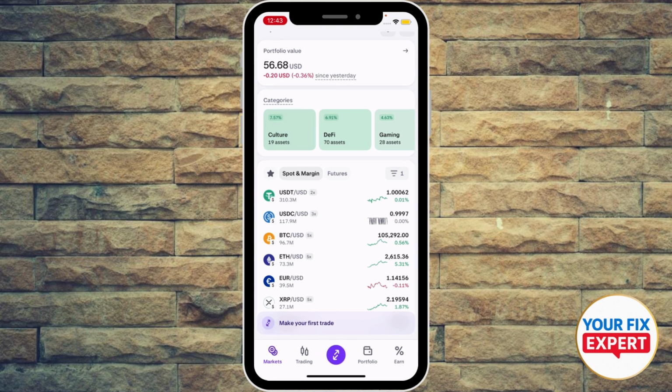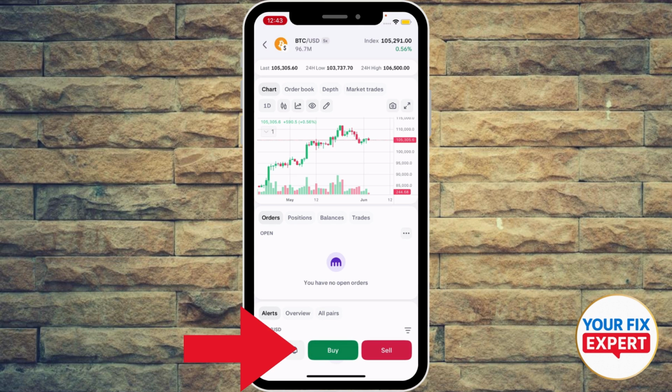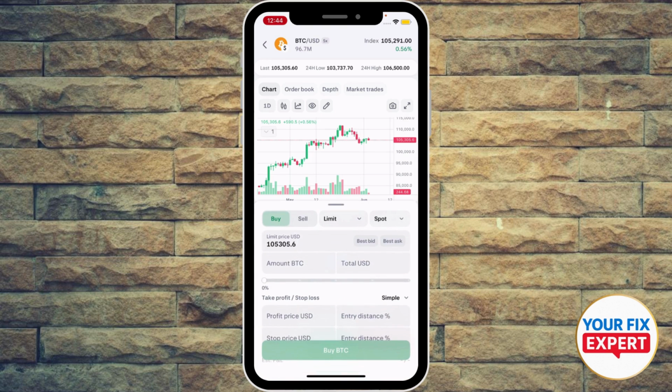So now what I'm going to do, I'm going to go to Bitcoin or BTC USD, for example. And if you study the market and did your own research and want to trade now, just go ahead and select buy or sell that coin. In my case, let's say buy.